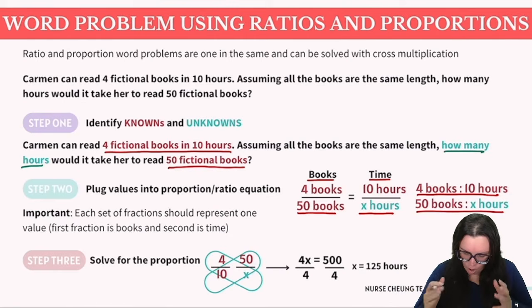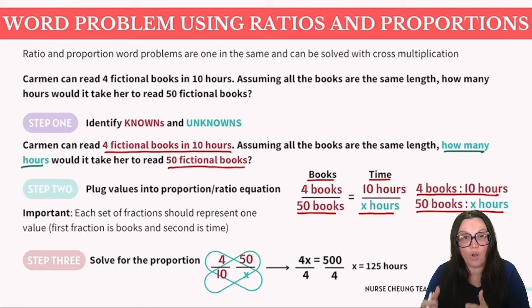Now all we have to do is solve the proportion, using the cross multiplication we've been doing. 4 times x gives us 4x, and 50 times 10 gives us 500. Then, in order to isolate x, we divide each side by 4, and that ultimately gives us x is equal to 125 hours.